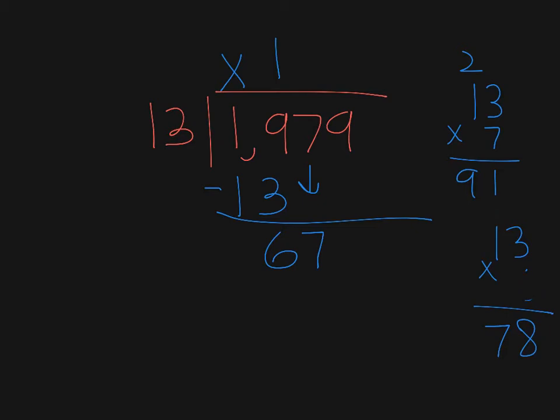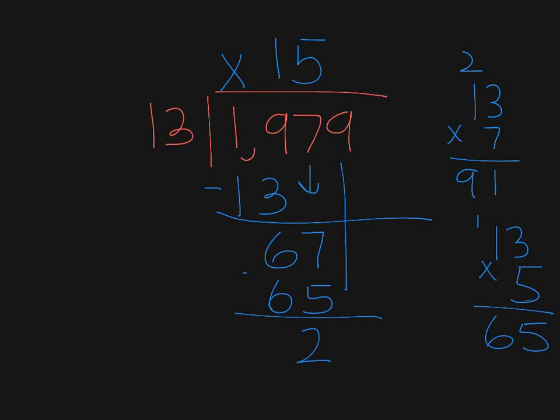Let's go and erase this and try 5 instead. So let's put 5 right there. 5 times 3 is 15. Carry my 1. 5 times 1 is 5. Add 1 makes 6. And that works. So I'm going to put a 5 up top. And we know that 13 times 5 is 65. I'm going to subtract and that will give me 2. I bring down the 9.